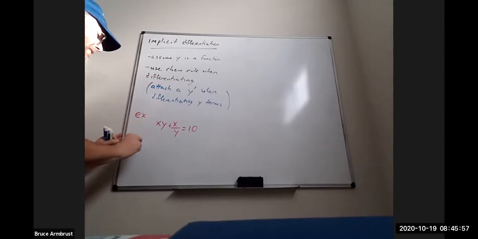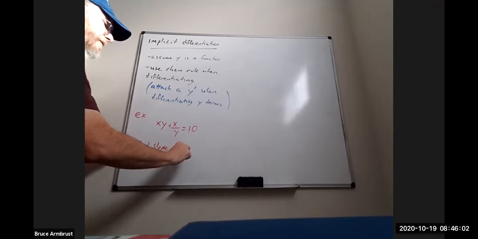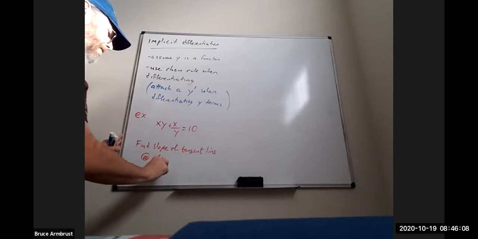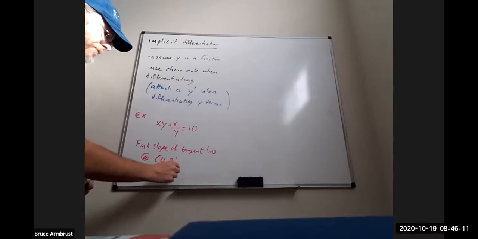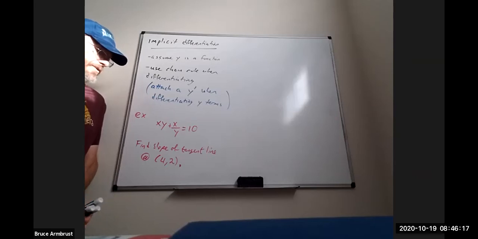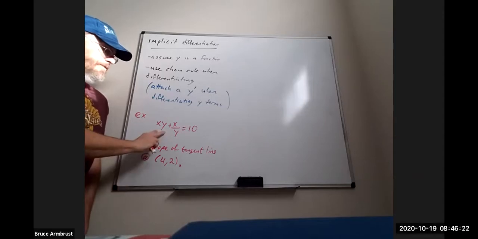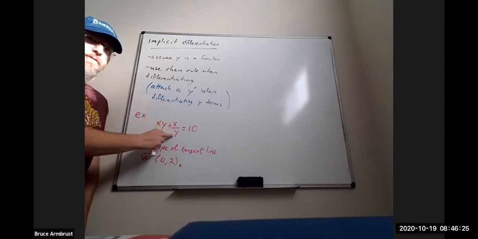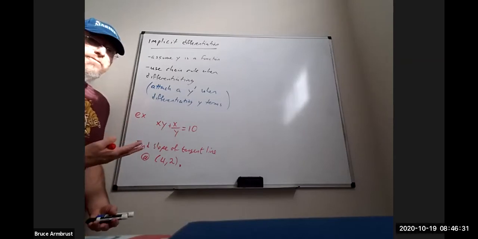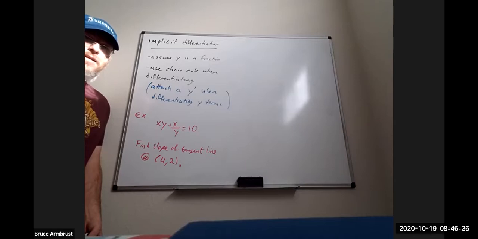All right, but I want to find the slope of the tangent line at the point 4, 2. So 4, 2 is a point on this graph. You can actually see that if you take 4 and 2, plug them in for x and y, you do get truth. 4 times 2 is 8. 4 divided by 2 is 2. 8 plus 2 is 10. All right, so there's a graph. I have no clue what it looks like, but I still want to find the slope of the tangent line at that point.